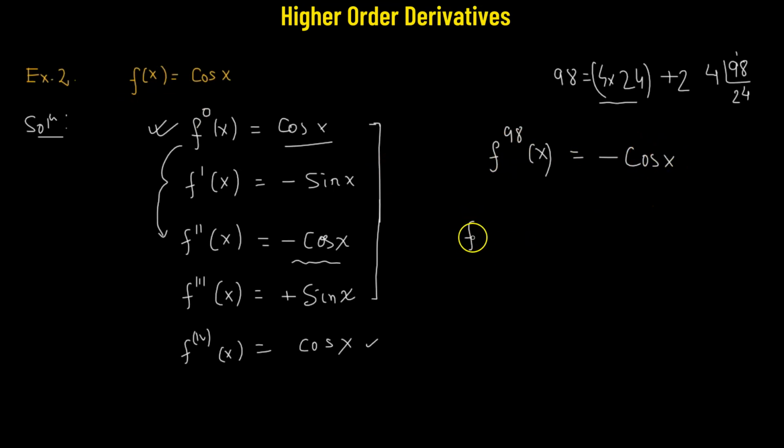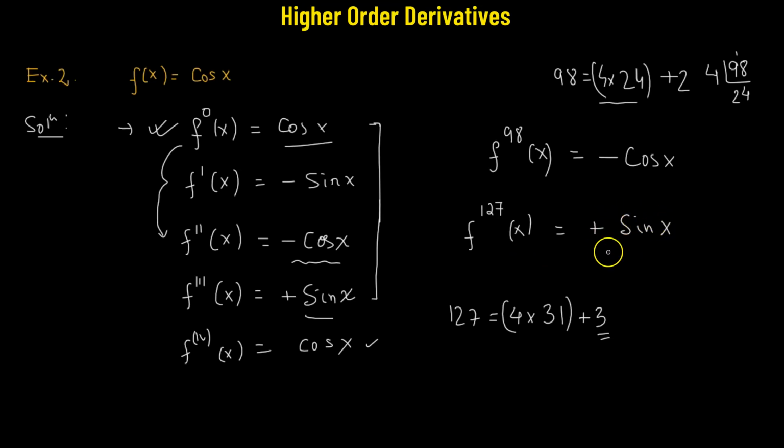We can try out one more. So what about the 127th derivative of f of x equals cosine of x? So 127 can be also written as 4 times 31, which is 124, plus 3. So we have a remainder of 3. That means we are at the first step, which is f0 of x is cosine x. So 1, 2, 3. So our third value is positive sine x. So this is going to be the 127th derivative of f of x.